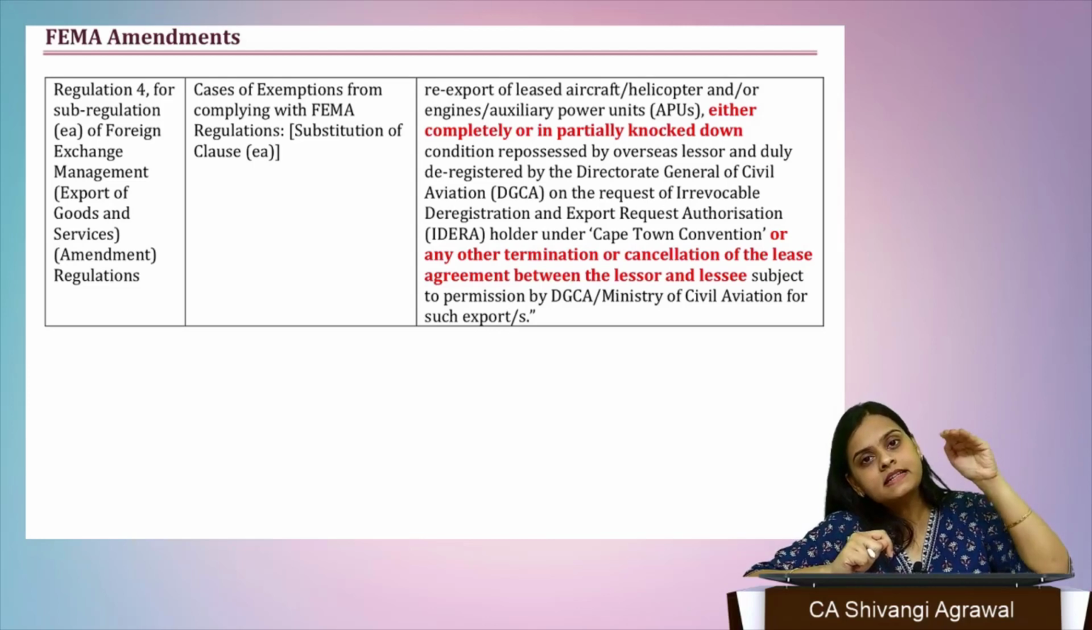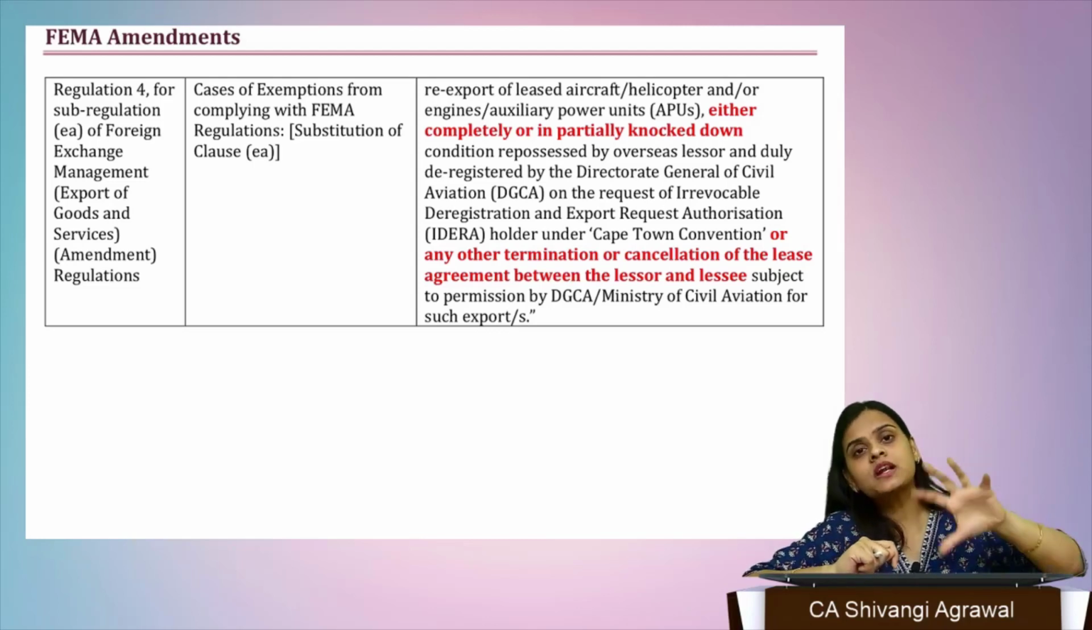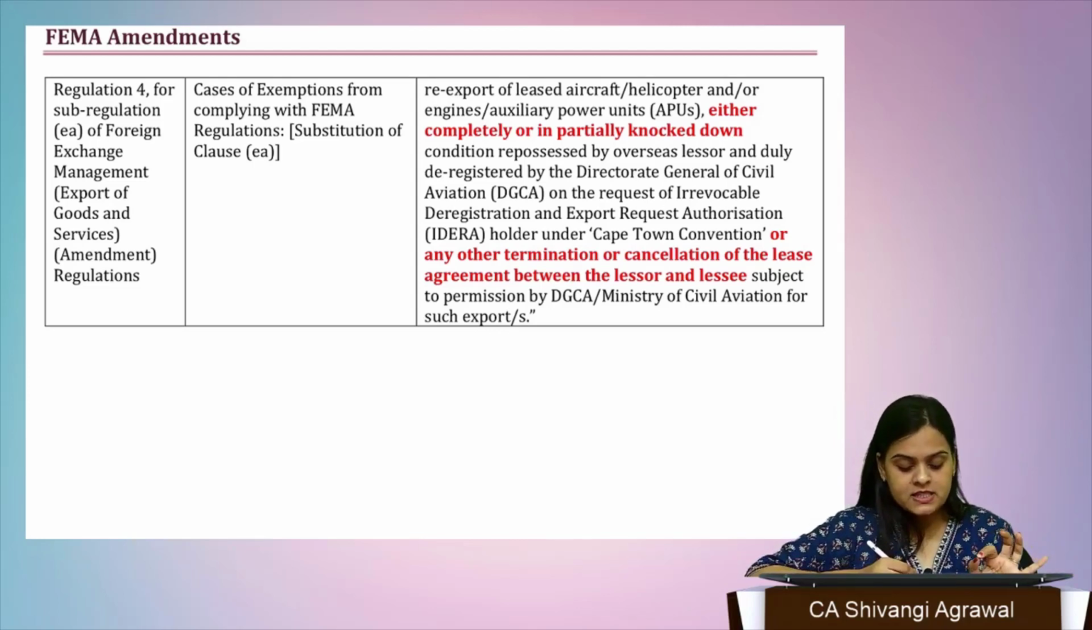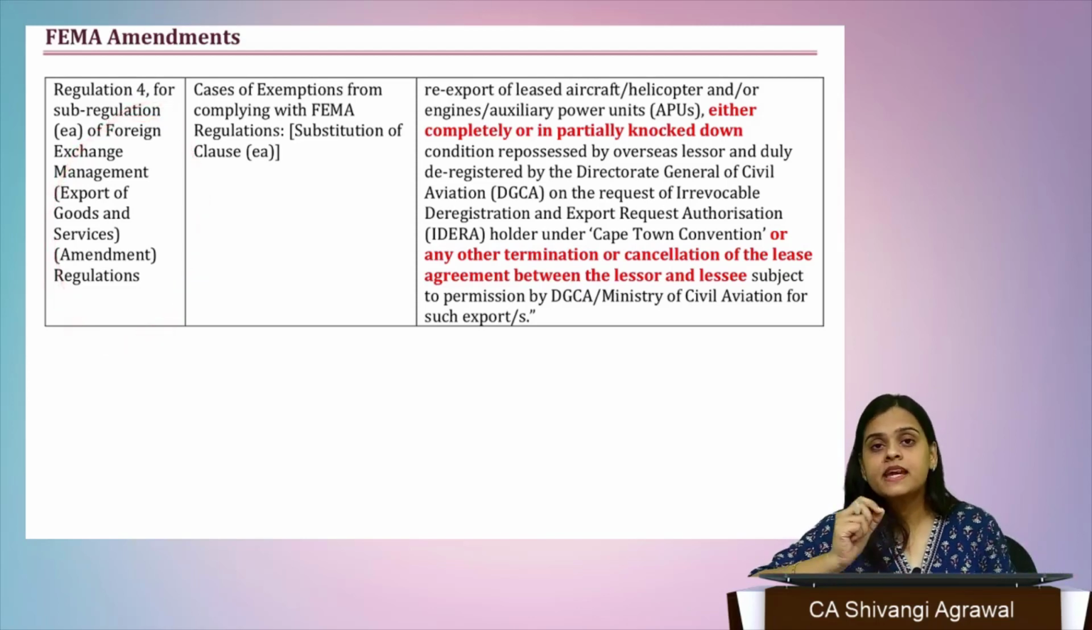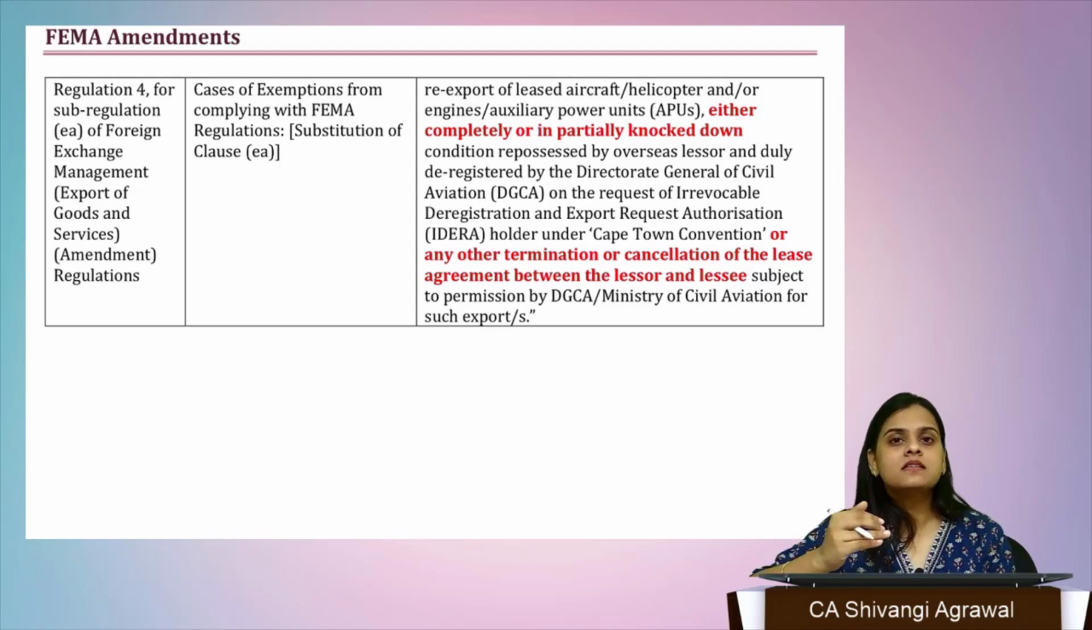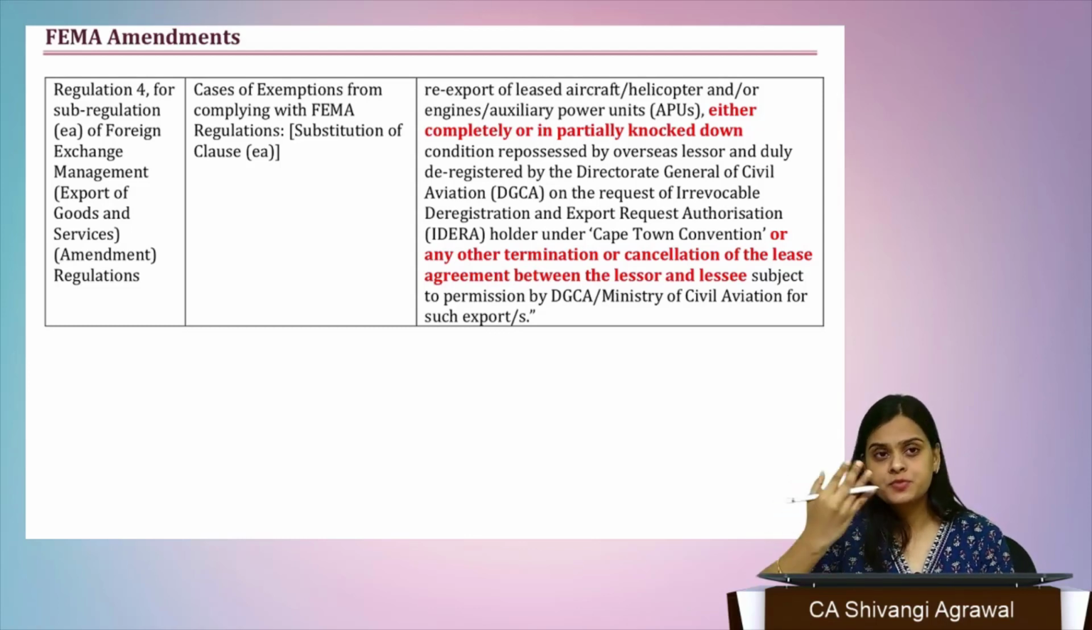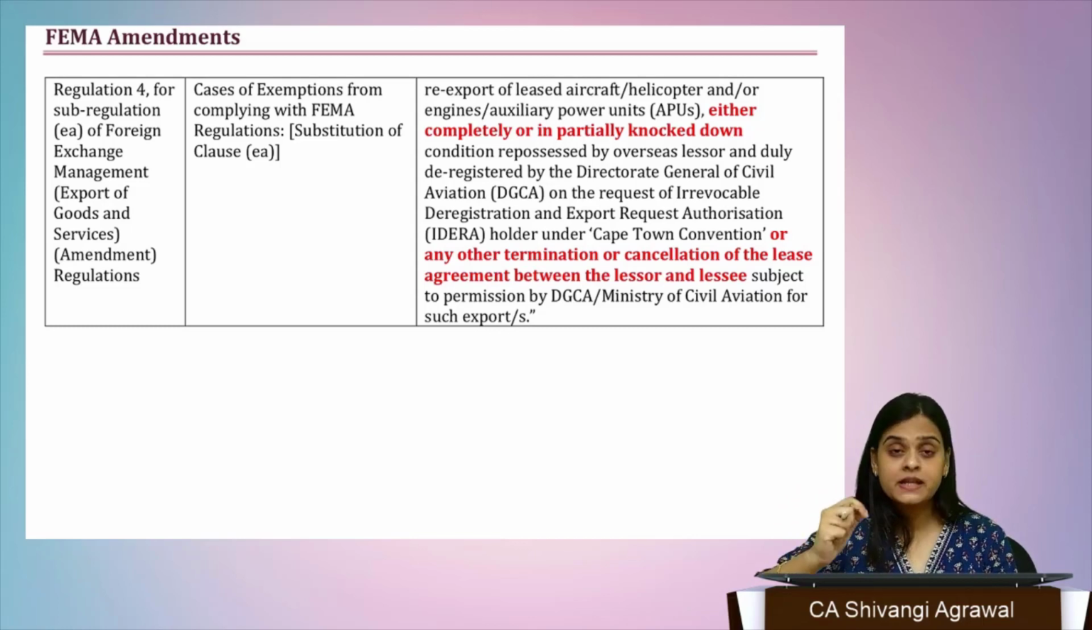So we have certain categories of goods which are out of the purview of these export of goods and services regulations, right? Why? Because every time we are sending trade samples, it is not possible to follow so much compliance.